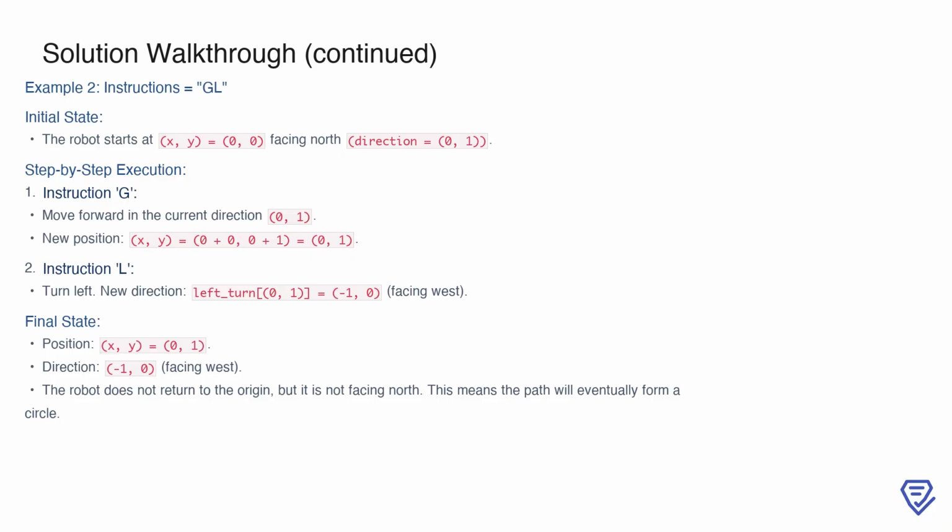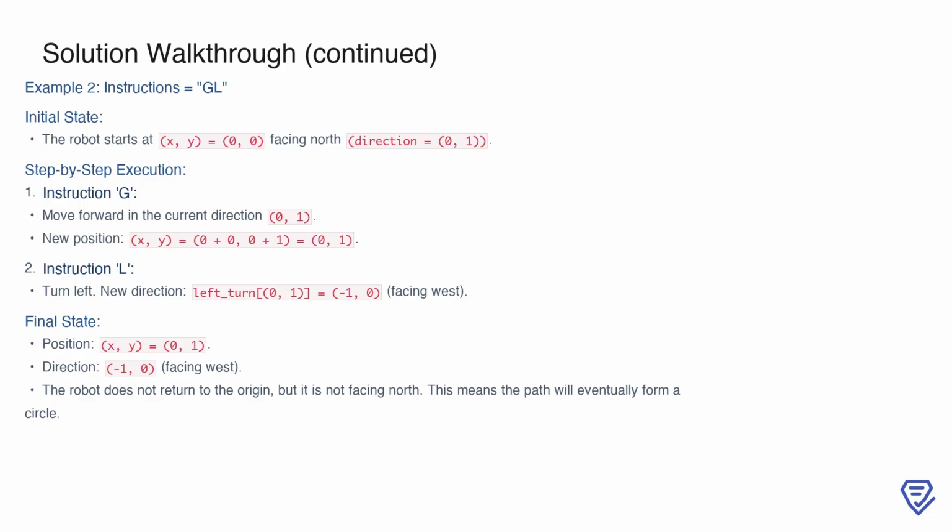In the next example, the instructions are GL. Once again, the robot starts at the origin (0, 0), facing north (0, 1). First, the instruction G moves it forward in the current direction, updating its position to (0, 1). Then, the instruction L makes it turn left, changing its direction from north (0, 1) to west (-1, 0). At the end of the instructions, the robot's position is (0, 1), and it is facing west.